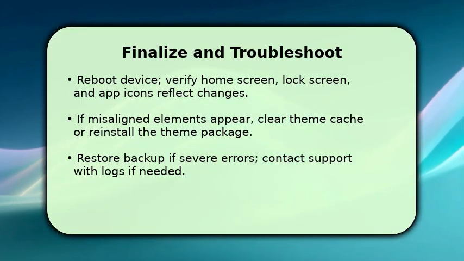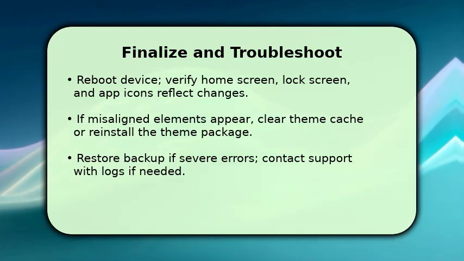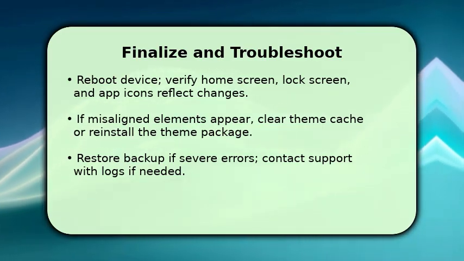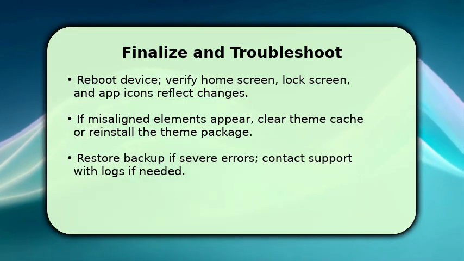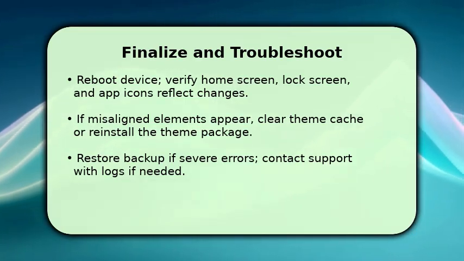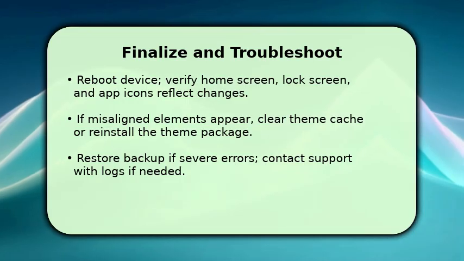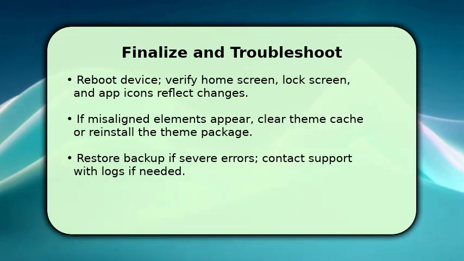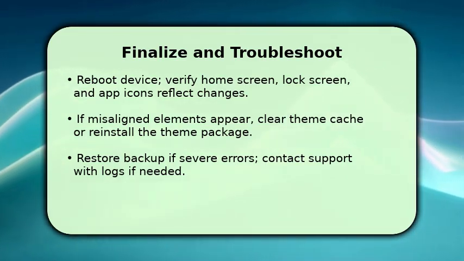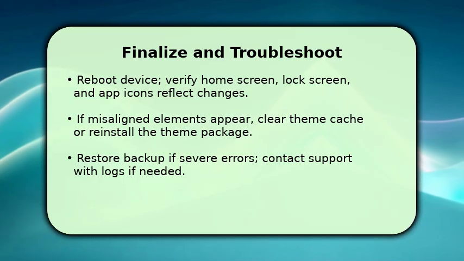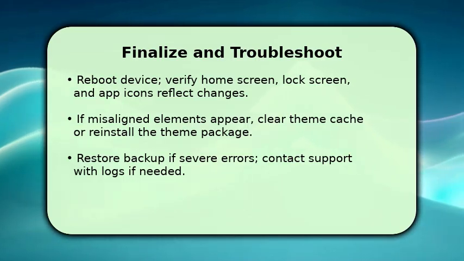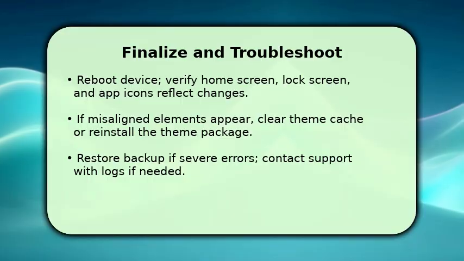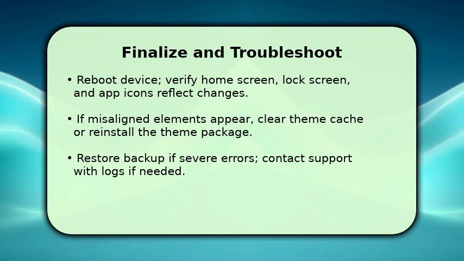After reboot, verify home screen, lock screen, and app icons reflect the new design. Tweak any remaining settings in the theme app. If icons or widgets are misaligned, clear the theme cache and restart the theme engine or reinstall the theme package. If problems persist, restore your backup to revert safely and collect logs before contacting support. One key tip: clearing theme cache often resolves rendering glitches quickly.